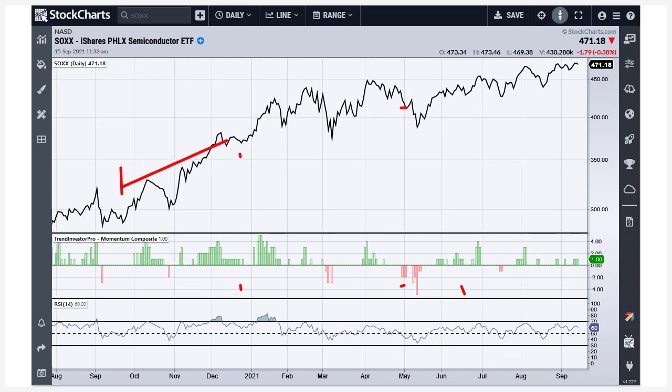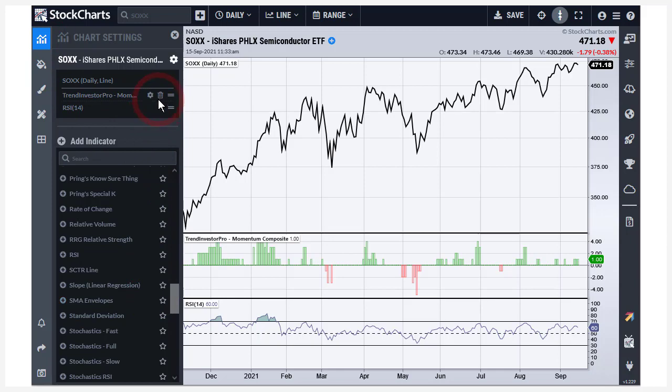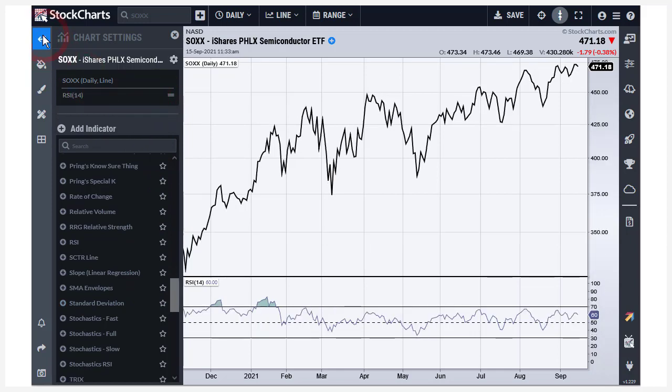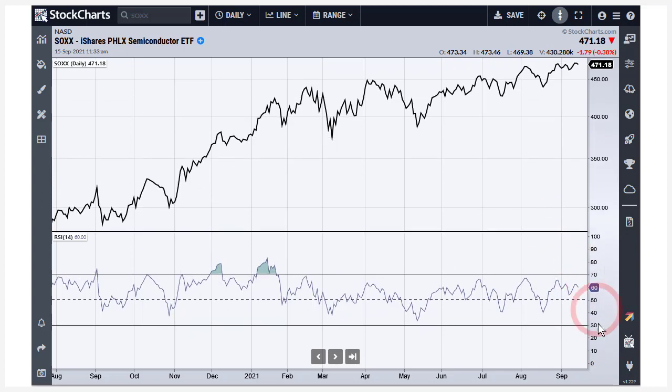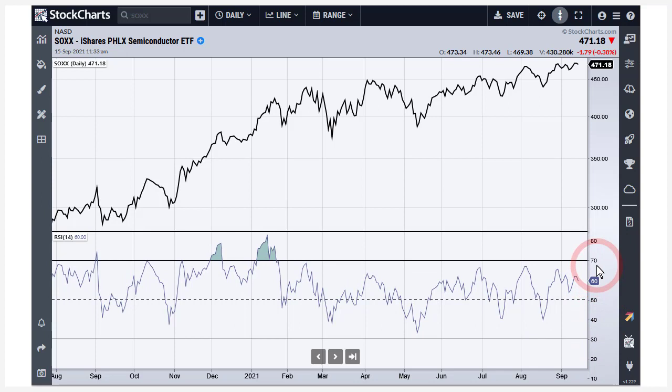And I'm going to remove the momentum composite because what I want to focus on now is RSI. And so I'm going to open up RSI a little bit here and expand that scale. So we didn't get any momentum composite oversold conditions in this period here that were qualifying for oversold.